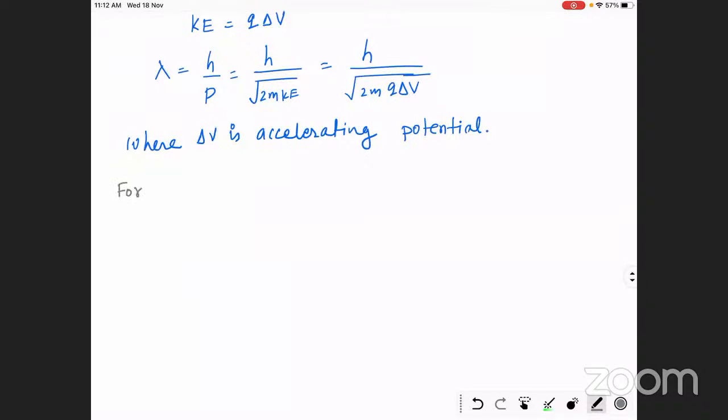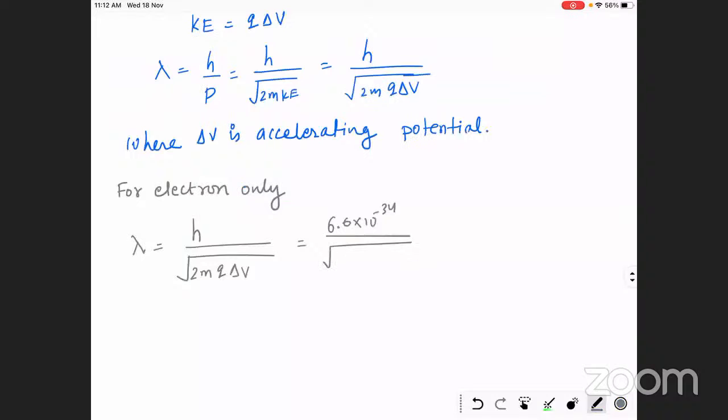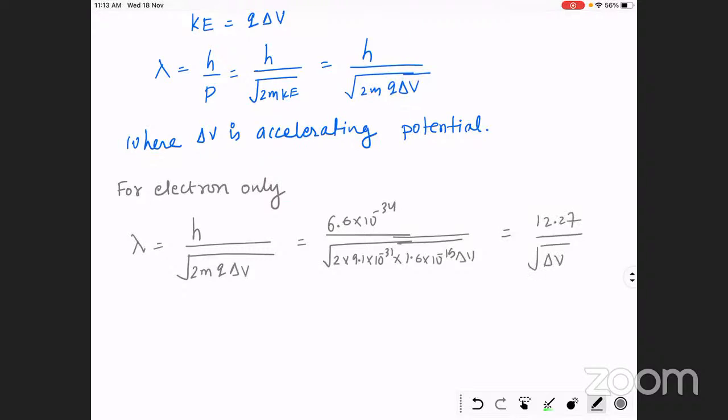Like for electron only, if you try to find wavelength associated with the electron, you can put mass of electron and charge of electron. After putting value of h, 6.6 into 10⁻34, and put mass of electron 9.1 into 10⁻31, into charge of electron 1.6 into 10⁻19, into delta V. When you solve this, you will get 12.27 divided by under root delta V Angstrom.